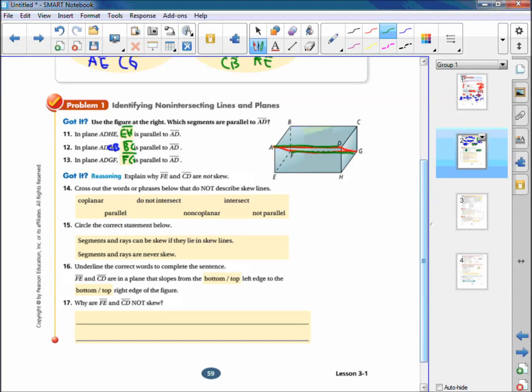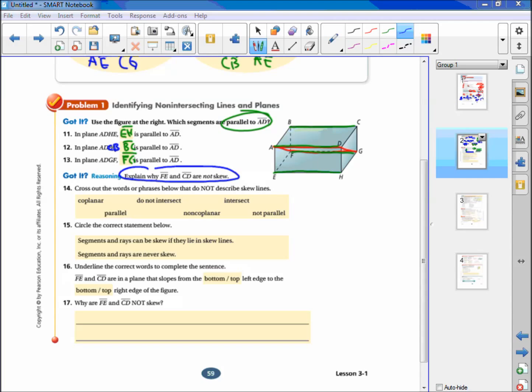So our big question was, which segments are parallel to AD? So there were three of them. Okay, there was EH, there was BC, and FG. So all the parallel segments here are marked in green. So in our second question here, we want to explain why FE and CD are not skew. So we have a couple questions to help walk us through this.